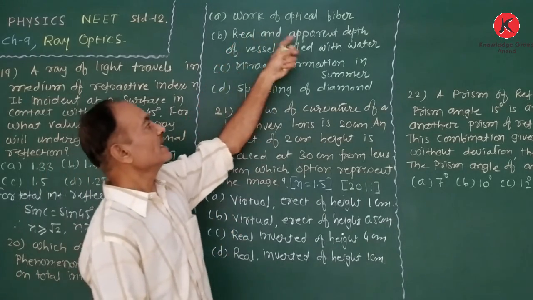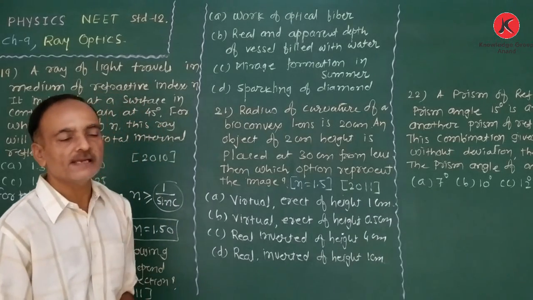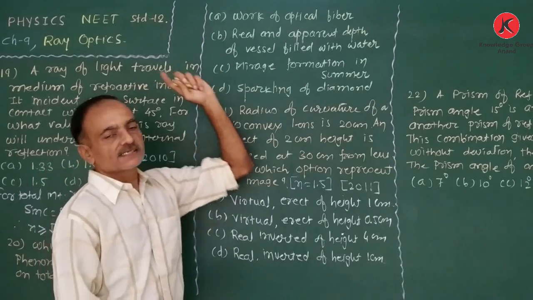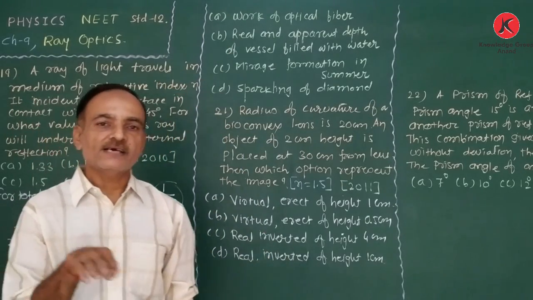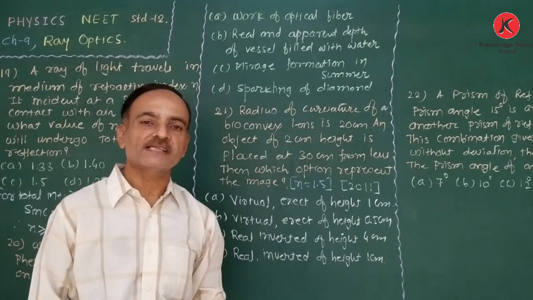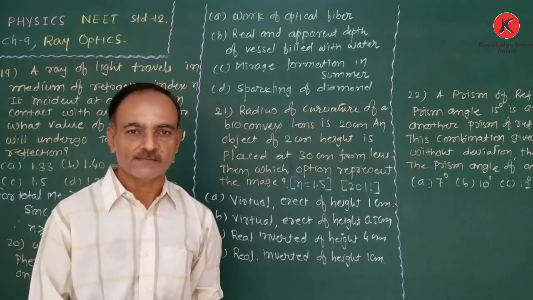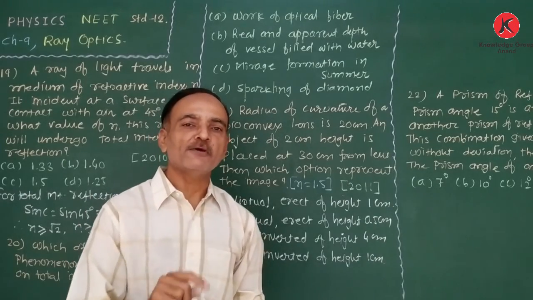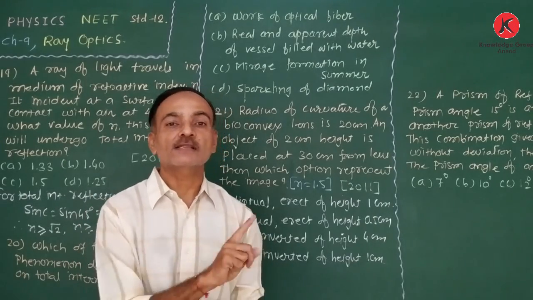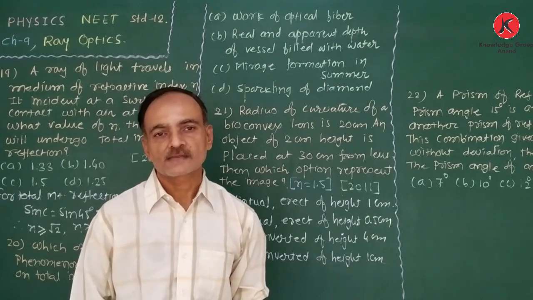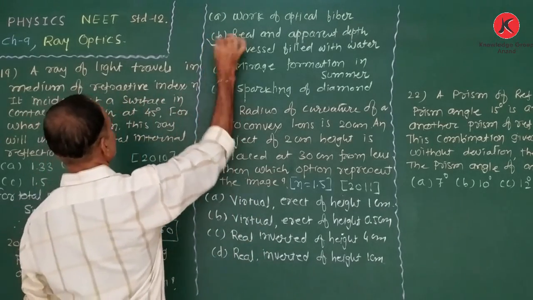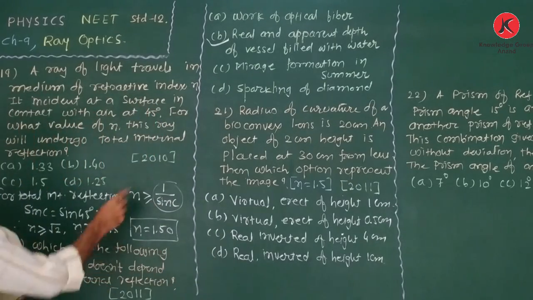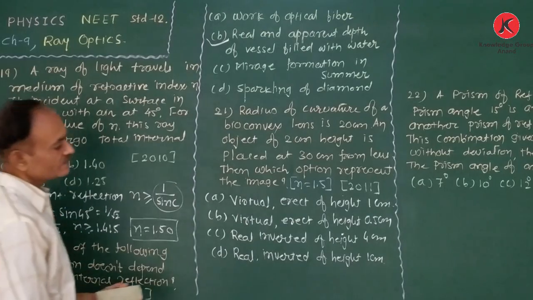While in B, real and apparent depth of a vessel filled with water. So in this, when a container or vessel is partially or fully filled with a liquid or water or another medium, and we are observing the bottom of this vessel, at that time the phenomenon of refraction takes place, not total internal reflection. Therefore, B is our answer. This phenomenon does not depend on total internal reflection. Right?